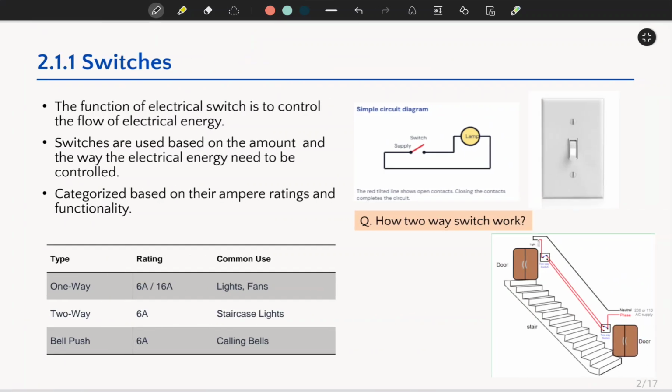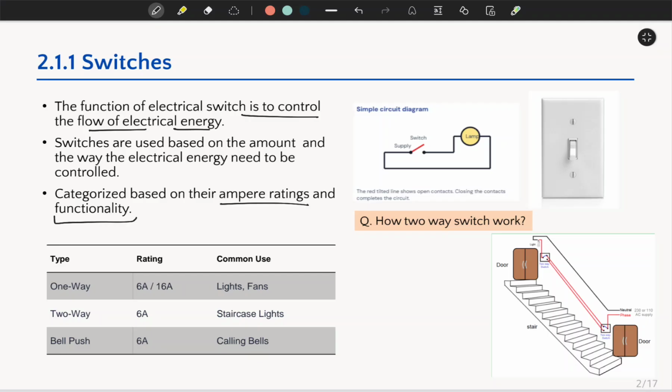So the first thing is switches. We know in our houses, we've already seen the switches. The primary function of switches is to control the flow of electrical energy, giving the user control on switch on and switch off. Now these switches are categorized based on their ampere ratings, that is how much current they can break or make, and how they are used, their functionality.